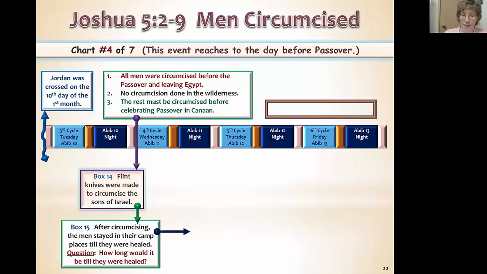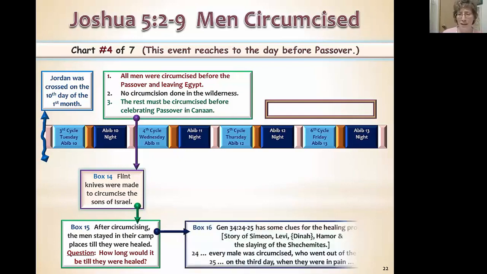And the question is, how long would it be until they were healed? Well, we can take a little look in Genesis 34, verses 24 and 25. It has some clues about what happens, maybe not directly related to this story because we believe that there was a divine healing here for these men. But this is the story of Simeon and Levi and their sister Dinah and Hamor, who was the son of Shechem. And as you remember, Hamor desperately wanted Dinah for his wife. And they said, no way. You can't marry any of our daughters because you don't belong to us.